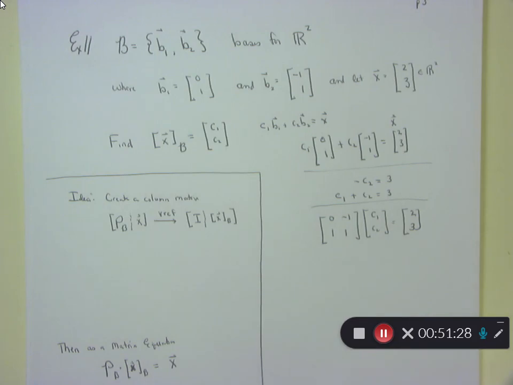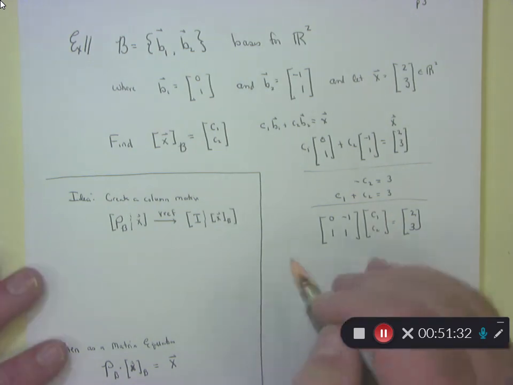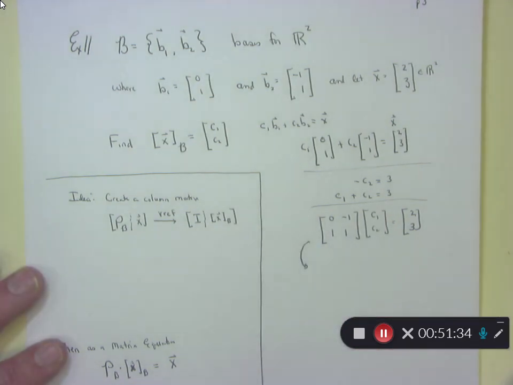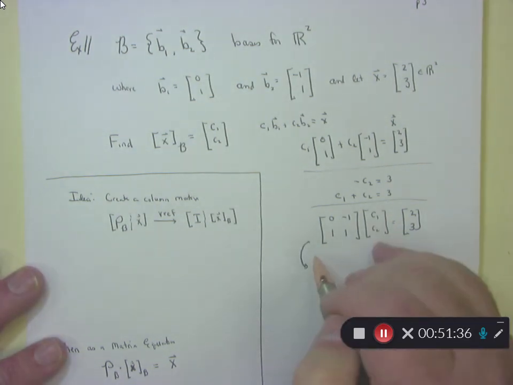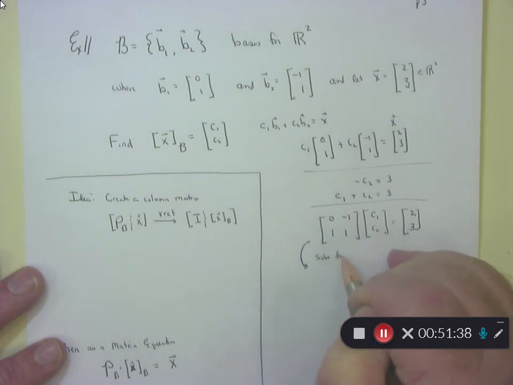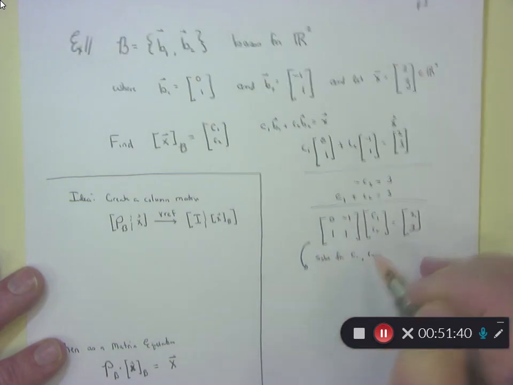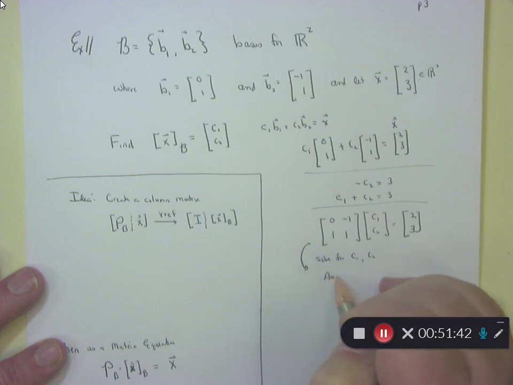What have we been taught already to solve a matrix equation? What are you going to do? Tell me what to do. How do I solve this? Solve for C1, C2. Very good. Solve for C1, C2. You mentioned the word augment. So what do I end up getting? 0, negative 1, 1, 1, augment with 2, 3.